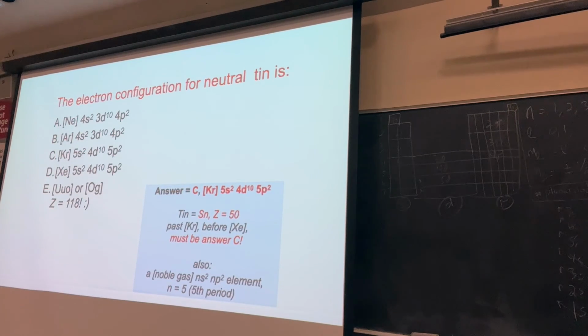So for all of these reasons, it has to be answer C, all right? The nearest noble gas was krypton. When you go backwards, not forwards, you have to go backwards. 5s2, 4d10, 5p2. But again, if you can read the periodic table, that makes it even easier.